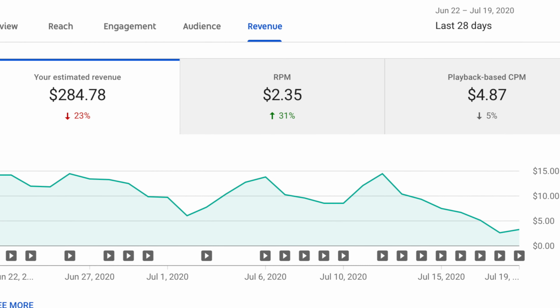Now, what YouTube doesn't tell you, or you may not have been aware of, is that this average figure it gives you is the average cost that an advertiser is paying to put advertisements on your videos. So that average figure is the average cost that an advertiser is paying, divided by the monetized playback views, and then multiplied by 1,000 to give you a nice figure per 1,000 views.